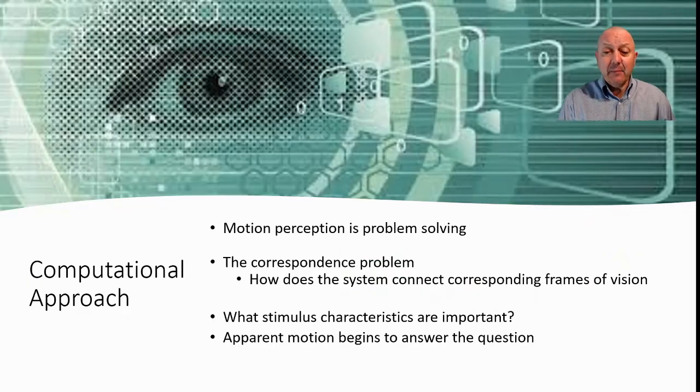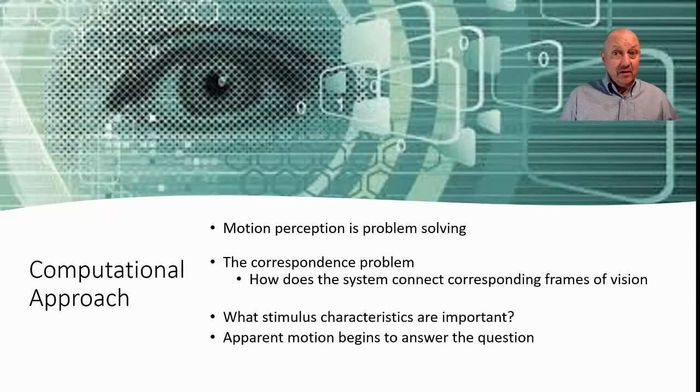The computational approach is, again, very different from these other two approaches. They're looking at it from a perspective of artificial intelligence, right? So how can we program a computer or a robot to detect motion in a way that's intelligent and in a way that is useful to the system? One example of this is something called the correspondence problem. So how does the system connect corresponding frames of vision?